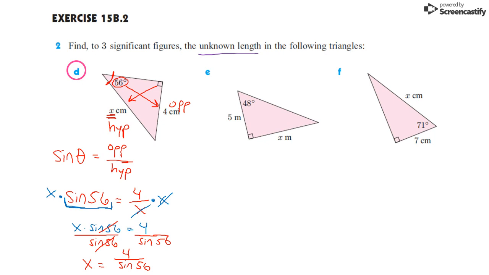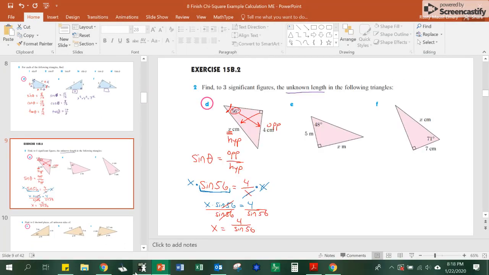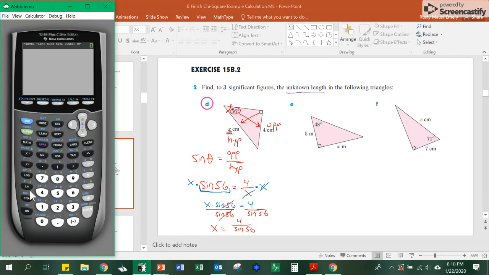And let's see if we can do that in the time I have left. So I need to take 4 divided by, and then sine, right? So sine is right here, sine of 56. And we get 4.824. Okay, so 4.824 would be your answer to 3 sig figs, 4.824.